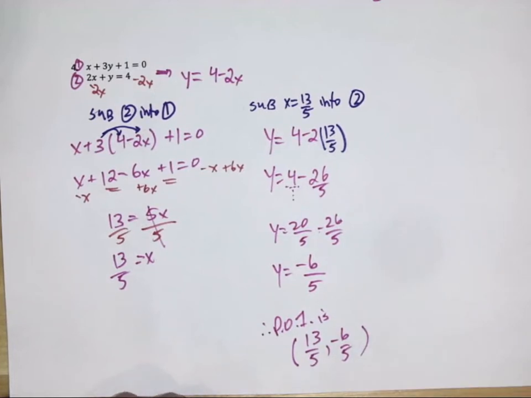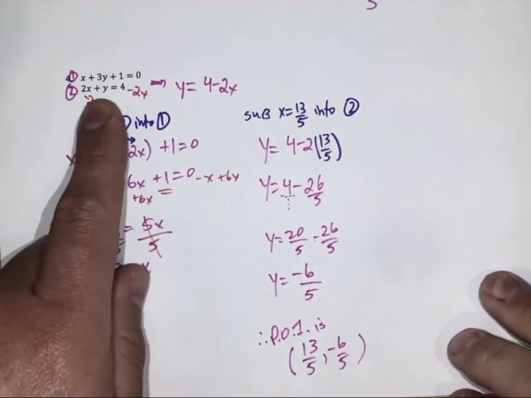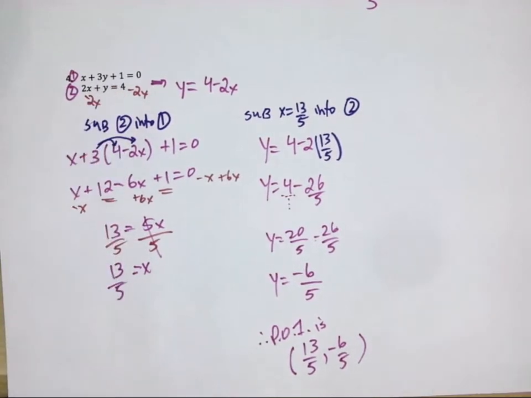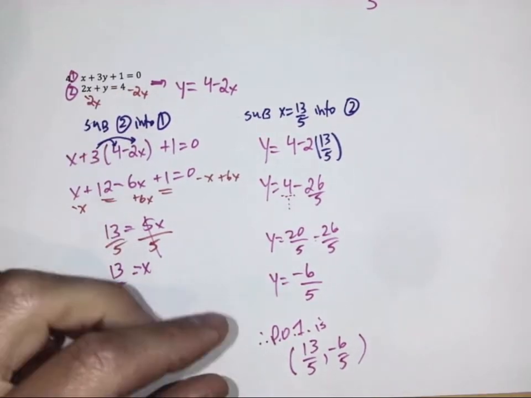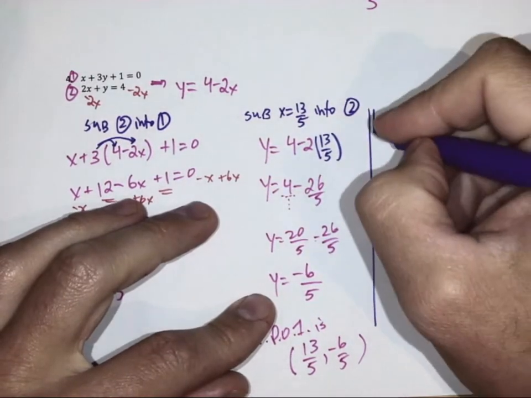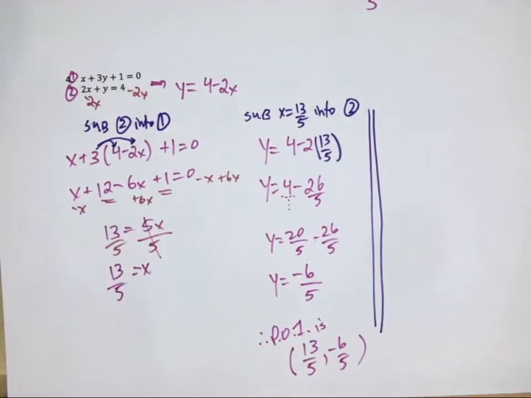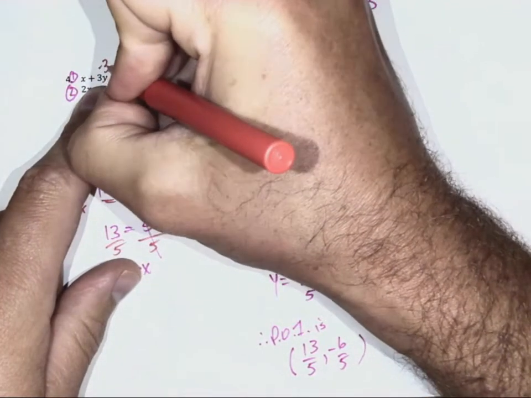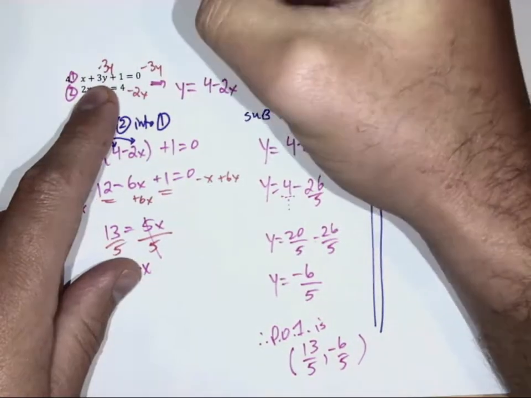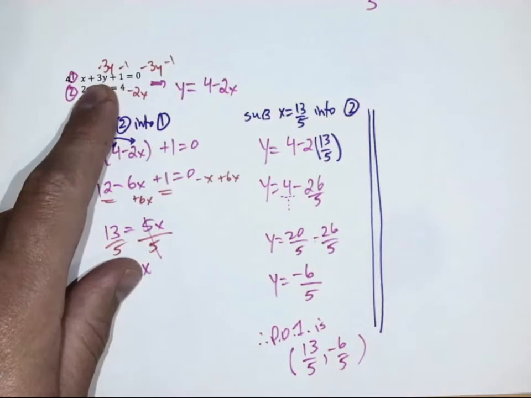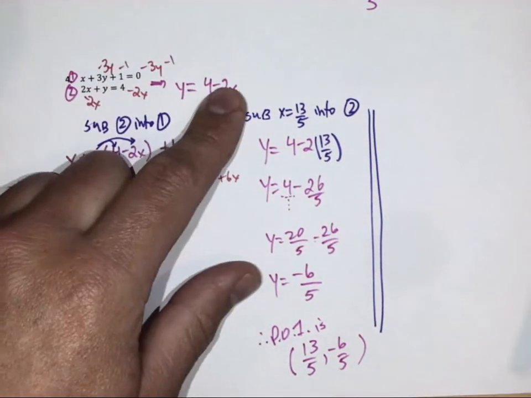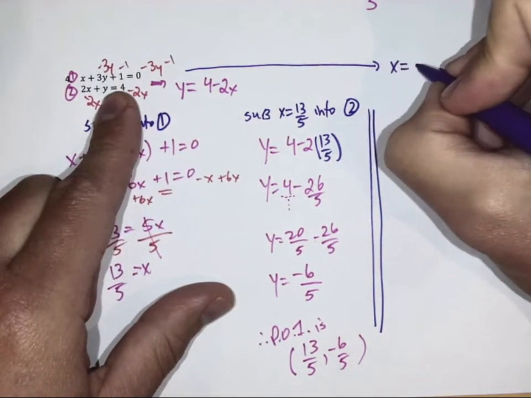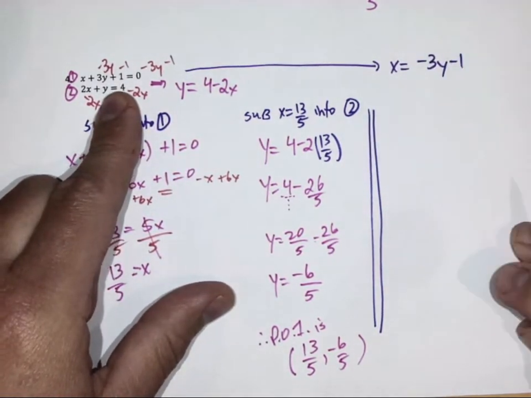Now, hypothetically, I rearranged equation 2. What happens if I rearranged equation 1? Let's see. If I rearrange equation 1, to get maybe x by itself, I take away 3y from the left, take away 3y from the right, take away 1 from the left, take away 1 from the right. Now I'm going to take it all the way over here, just so we can see. X equals negative 3y, take away 1.